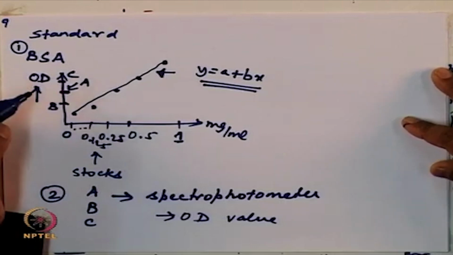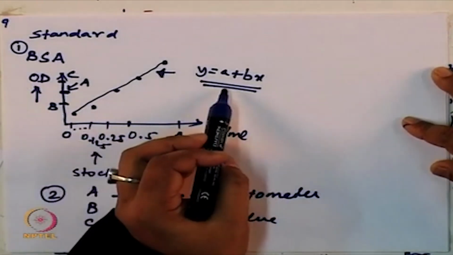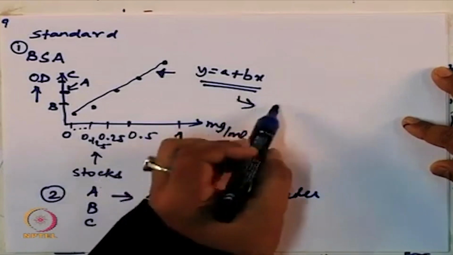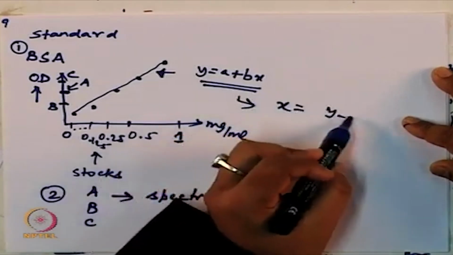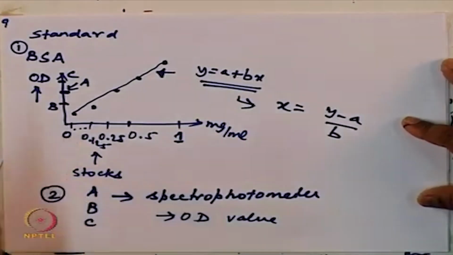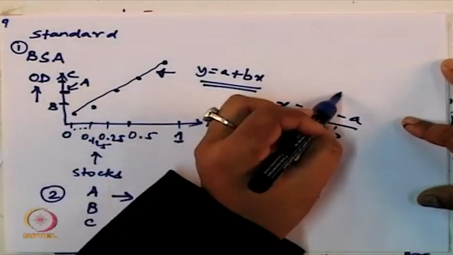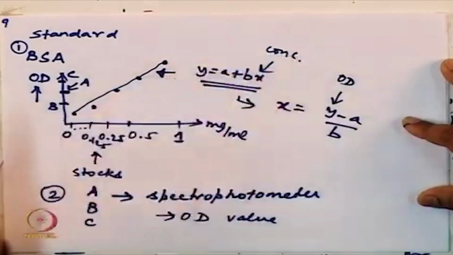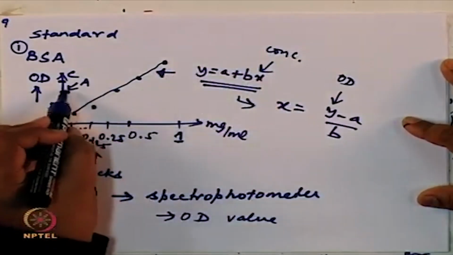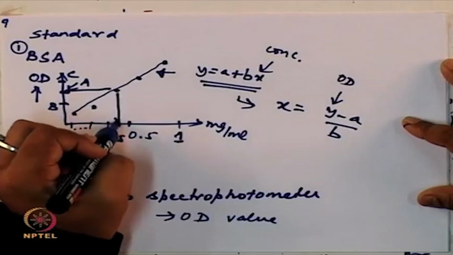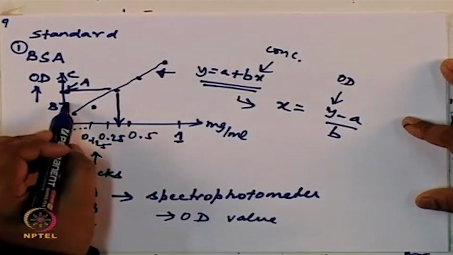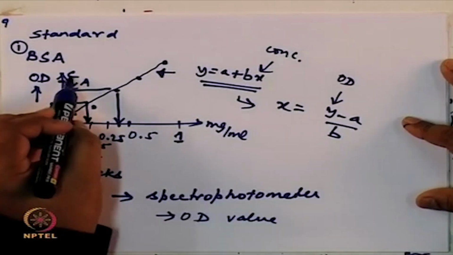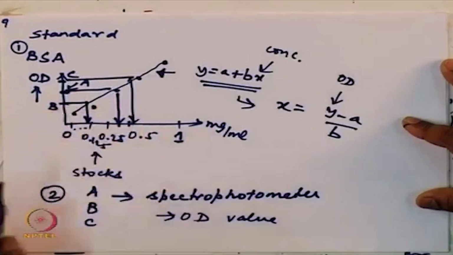So, how do we backtrack and find out the concentration? If you know the equation, you can invert it to find X, which is nothing but (Y minus A) by B. Okay. Because you know the OD value, which is your Y, Y is your OD value and X is your concentration. So, given the OD value, you backtrack using this equation to find the exact concentration of A, the exact concentration of B, and the exact concentration of C.